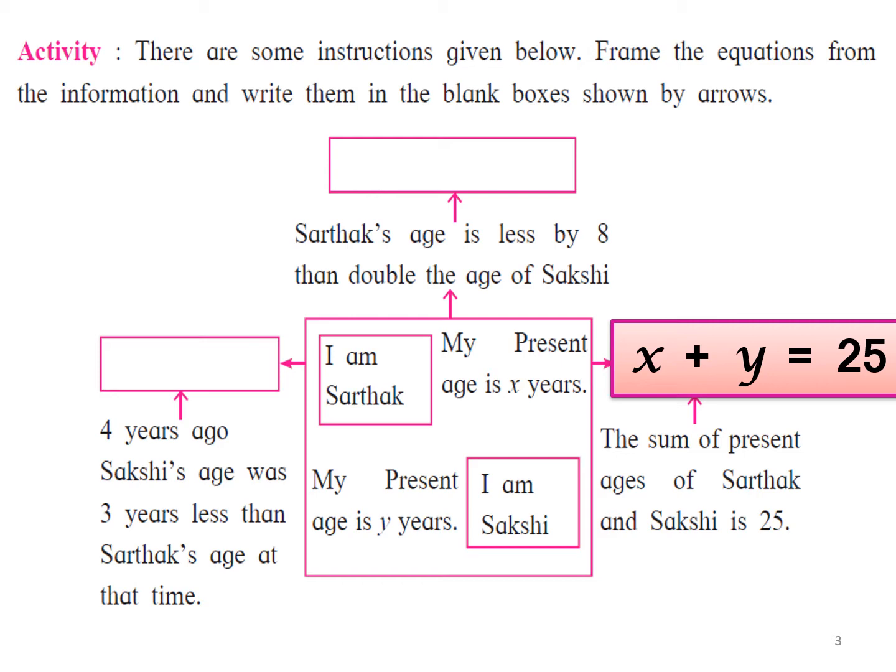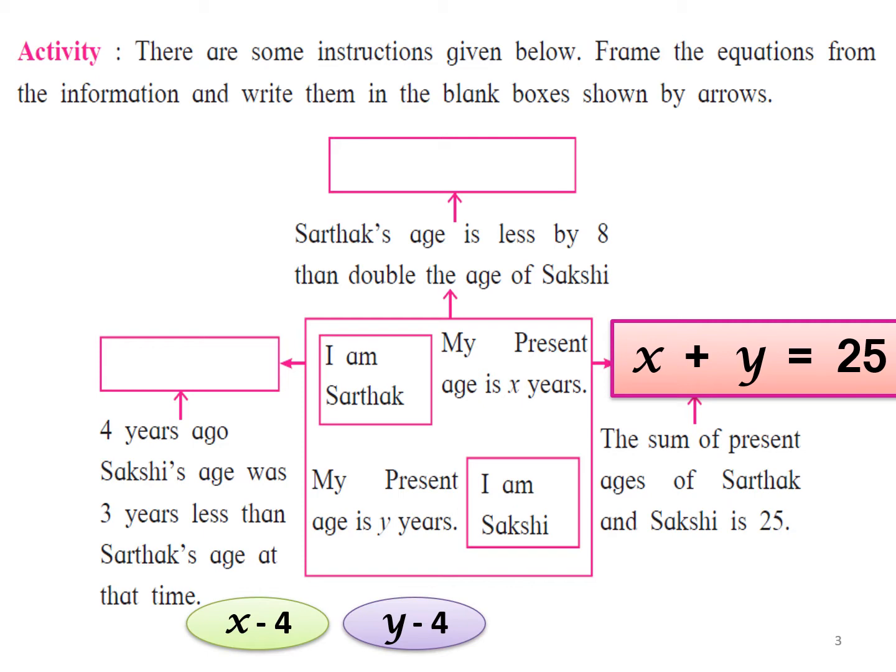Now we move to the left hand side. The left hand side condition goes as 4 years ago. When I say 4 years ago, that means 4 years ago Sarthak's age will be X minus 4 and that of Sakshi's age will be Y minus 4, because their present age is X and Y. So 4 years ago means it will be X minus 4 for Sarthak and Y minus 4 for Sakshi.